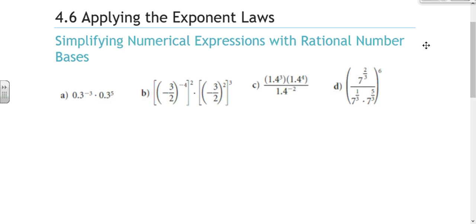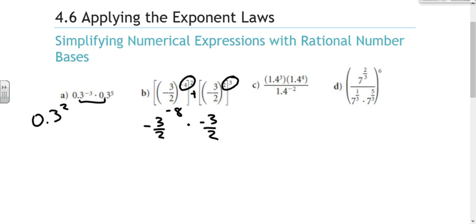We are multiplying two things that have the same bases. We must add the powers. So, 0.3 squared. If we look at this one, you should multiply here first and then add. So this would be negative 3 halves to the negative 8 multiplied by negative 3 halves to the 6th, which gives us negative 3 halves to the negative 2.